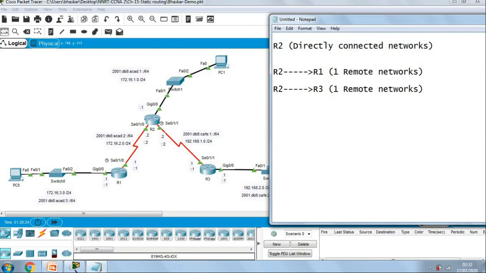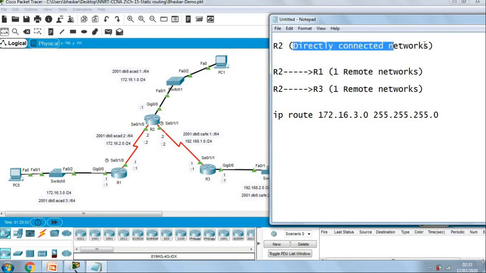Now I'm going to write the answers for this one. So IP route. From R2 to R1, this is a remote network, 172.16.3.0, right? This is the remote network, with /24 meaning 255.255.255.0. What is the exit interface?